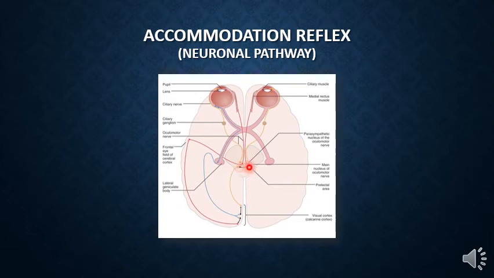From these nuclei, the parasympathetic nerve fibers travel through the third cranial nerve and reach ciliary ganglion. From here, the postganglionic parasympathetic nerve fibers travel through the short ciliary nerves and innervate ciliary muscle and constrictor pupillary muscle. Contraction of the ciliary muscle is responsible for accommodation, and the contraction of the constrictor pupillary muscle is responsible for pupillary constriction.